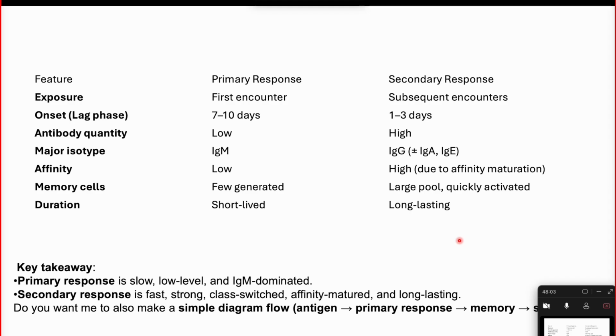Affinity in the primary response is low, while it is highly specific and more accurate in the secondary response. Memory cells: in the primary response few plasma cells will be there, and in the secondary response there will be a large number of memory cells. Duration: the primary response is short lived, while the secondary response is long lasting and it will provide enhanced immunity.